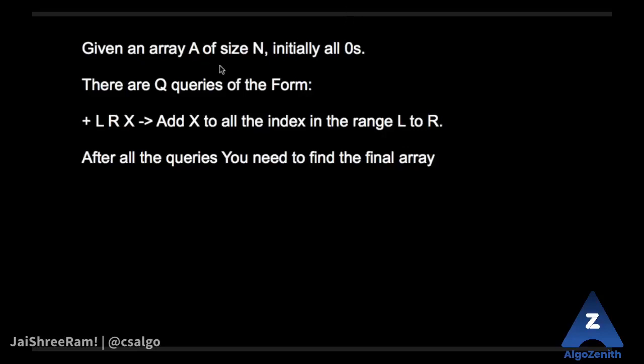So you're given an array A of size n, initially all zeros. You are given q queries to be done on the array. Each of the queries has the form plus L R X. Now what are this L, R and X given to you?